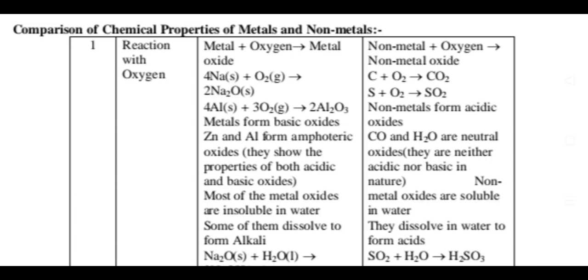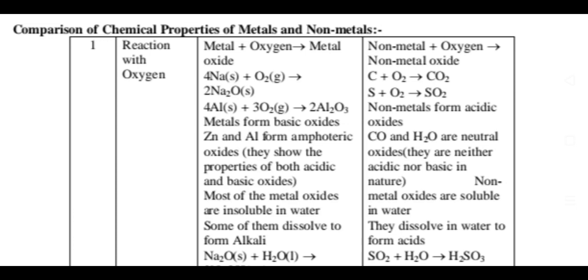In the case of metals, when metals react with oxygen, a metal oxide is formed. One of the examples is given in the table below. Sodium in the solid state, when it reacts with oxygen in the gaseous state, gives sodium oxide. That is a metal oxide. In the same way, aluminium reacts with oxygen to give aluminium oxide. So metals form basic oxides. Zinc and aluminium form amphoteric oxides. Amphoteric means showing both acidic and basic properties. Such oxides are called amphoteric oxides.